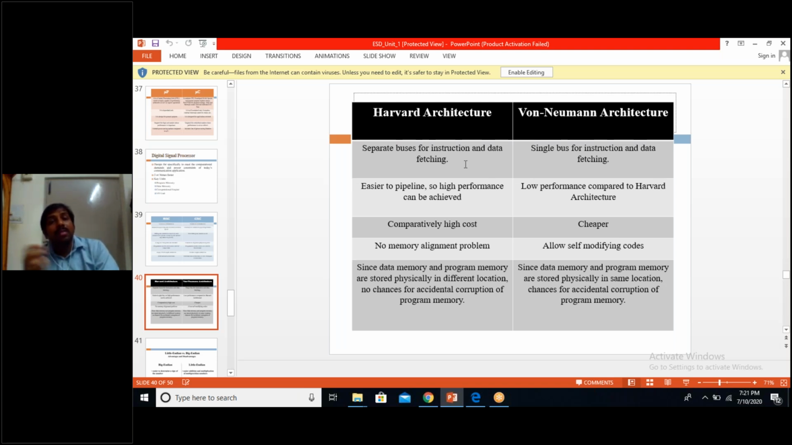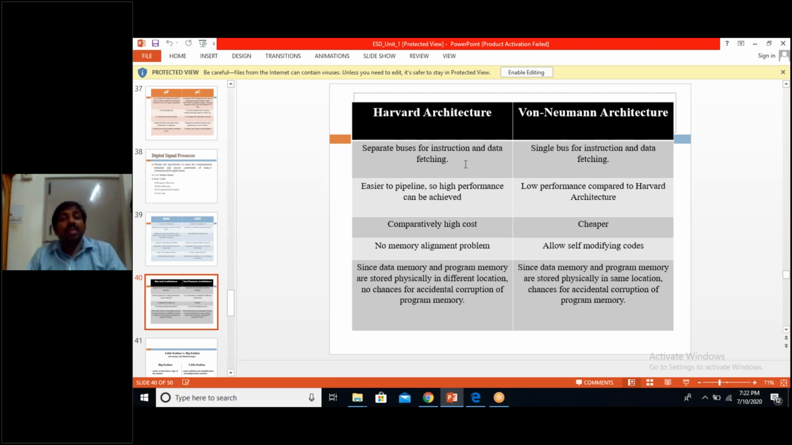Simultaneously, you may require data from the memory for instruction as well as data. If you are using separate buses, it comes under Harvard architecture. If you are using a single bus, you are going to delay the operation. You are going to fetch the instruction, then using the same bus, you are going to get the data. That is called a von Neumann architecture.